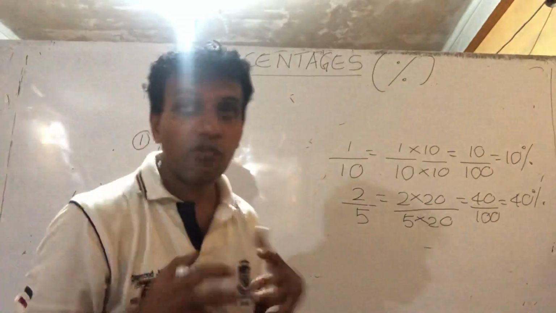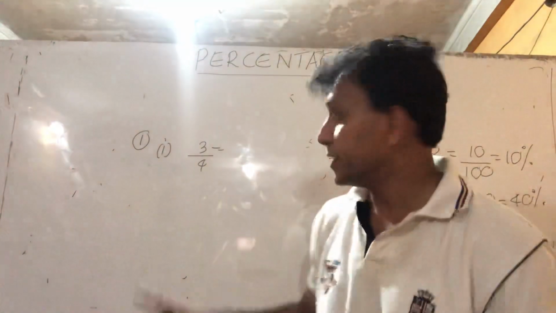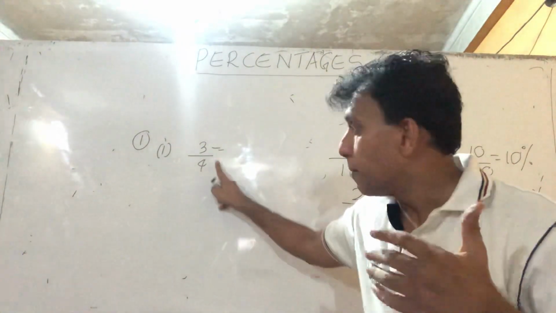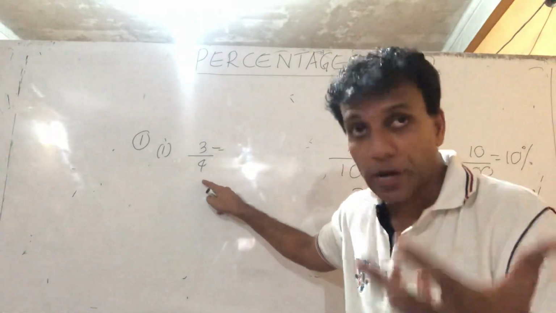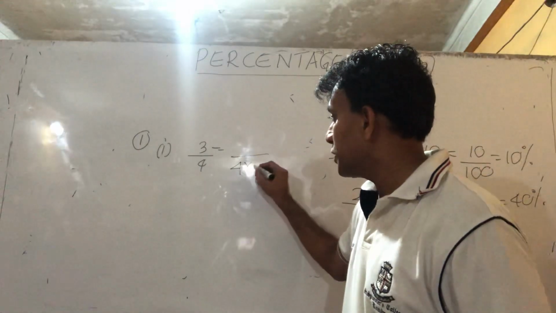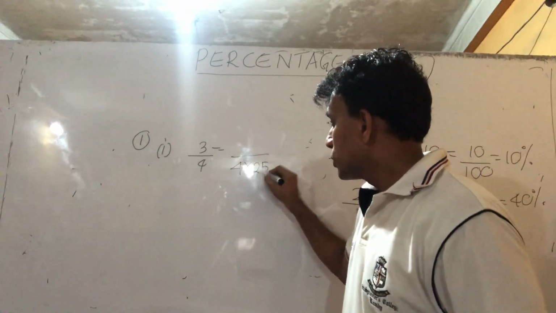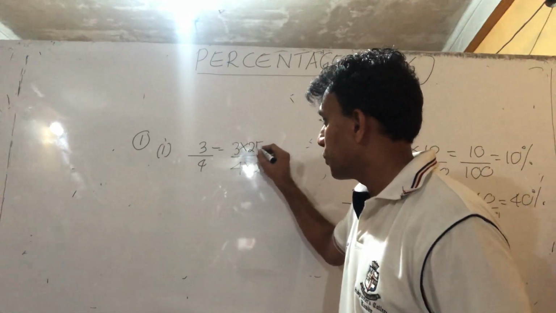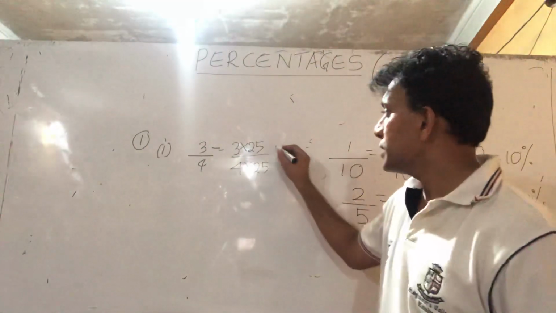Okay, 3 over 4. So how to write this? Make this 100. 4 becomes 100. How? Multiply by 25. So 4 multiplied by 25. So 3 also multiplied by 25. Okay, therefore the answer what?